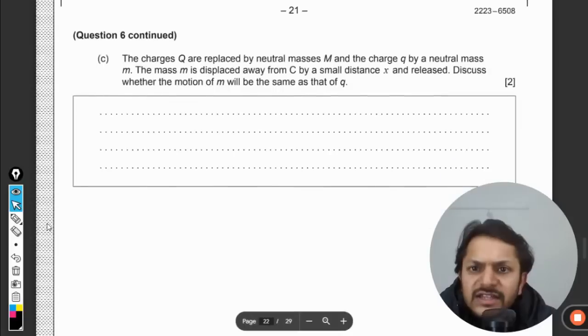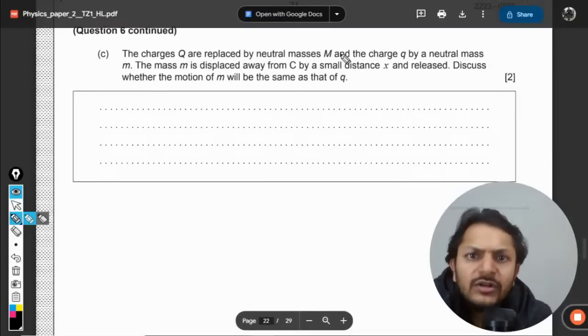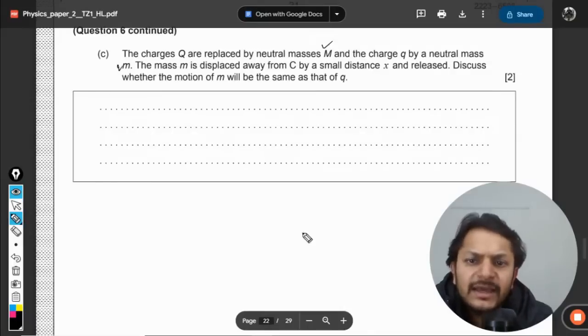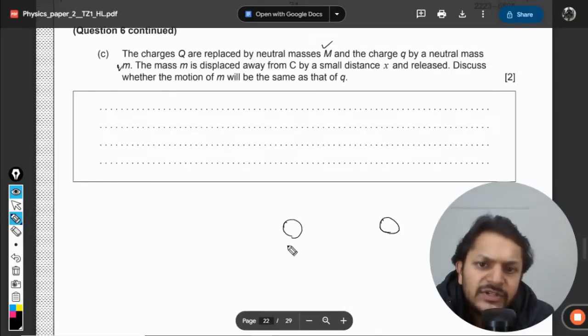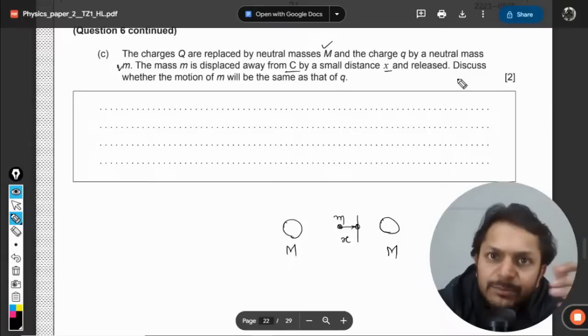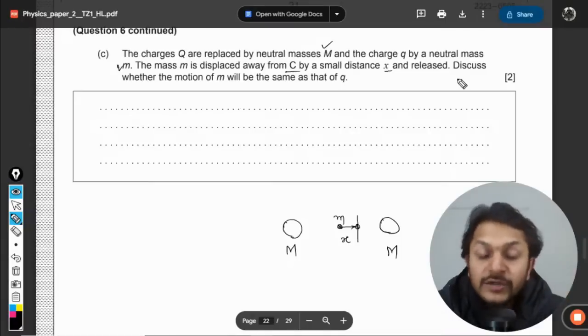Yes, the charges capital Q are replaced by the neutral masses capital M, and the charge small q is replaced by a neutral mass small m. So this is capital M, this is also capital M, and they are neutral. There is no electrostatic force, and there is this mass small m. It is displaced from the point C to a new position by the distance x and released. Discuss whether the motion of m will be the same as that of the charge q or not. So they are asking whether this will be making simple harmonic motion this time also or not. Let us see.